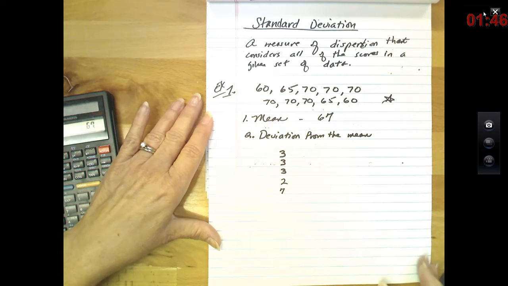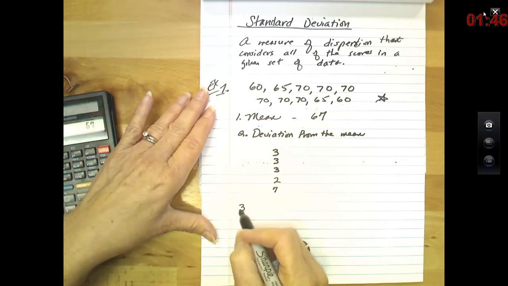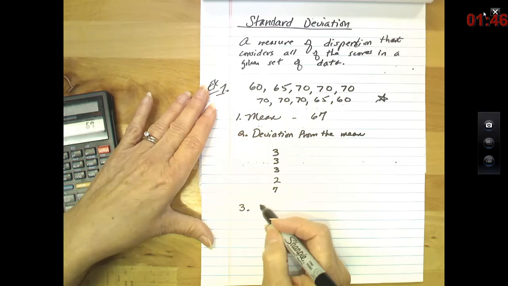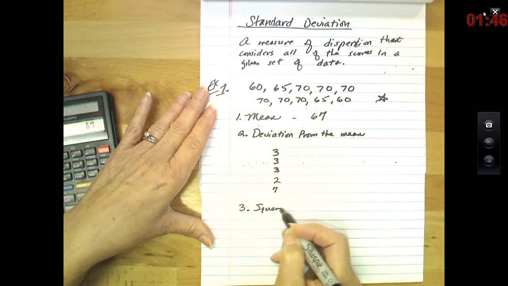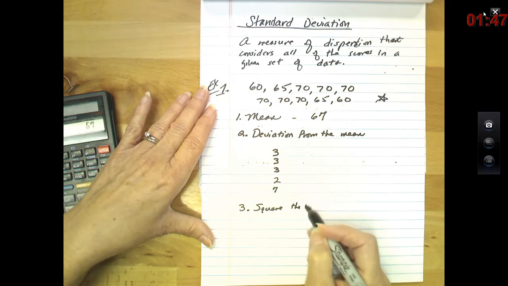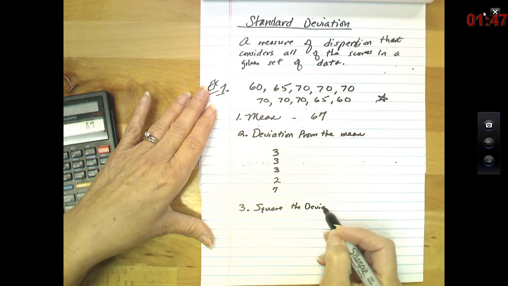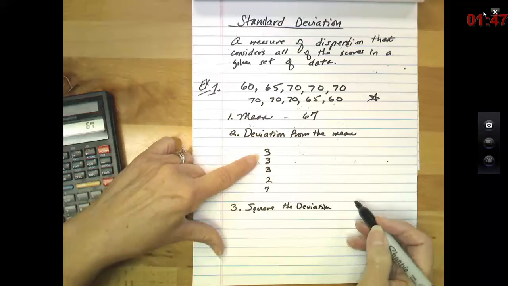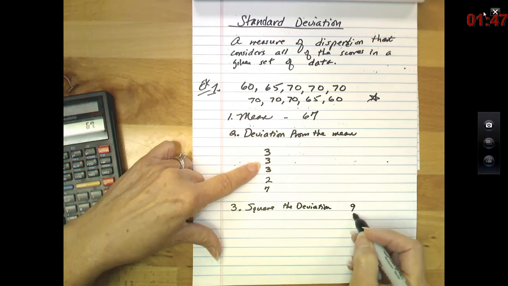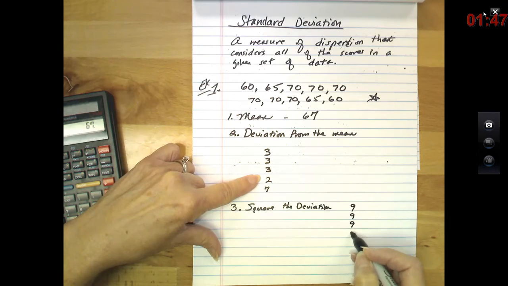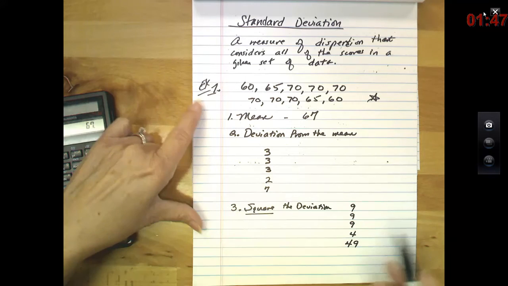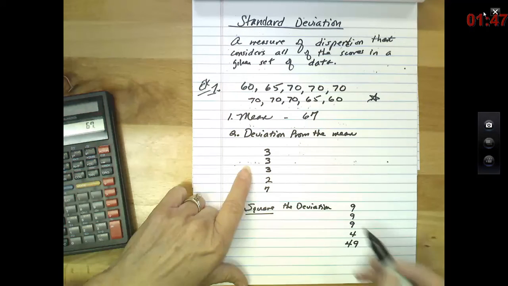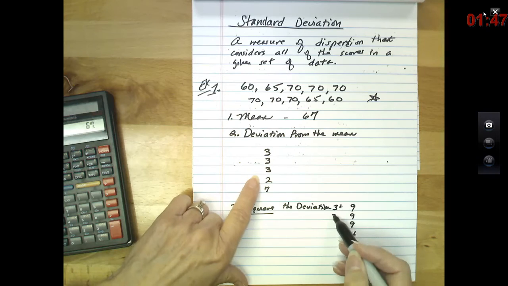Now, the next thing you do is square the deviation. So 3 squared is 9, 9, 9, 4, 49. So you square, or do that squared. 3 squared, I'm going to put this here so you can see it.